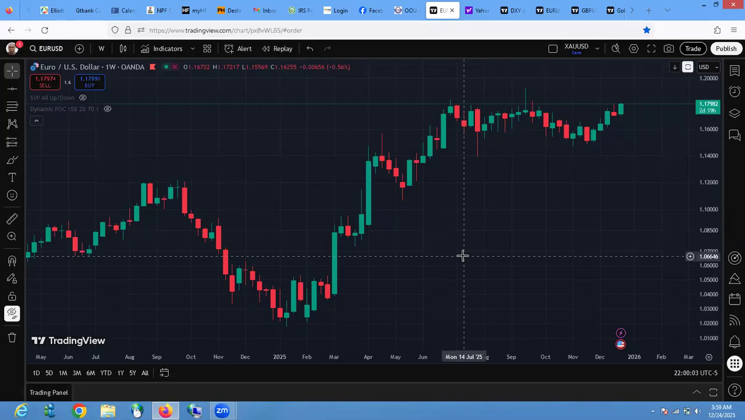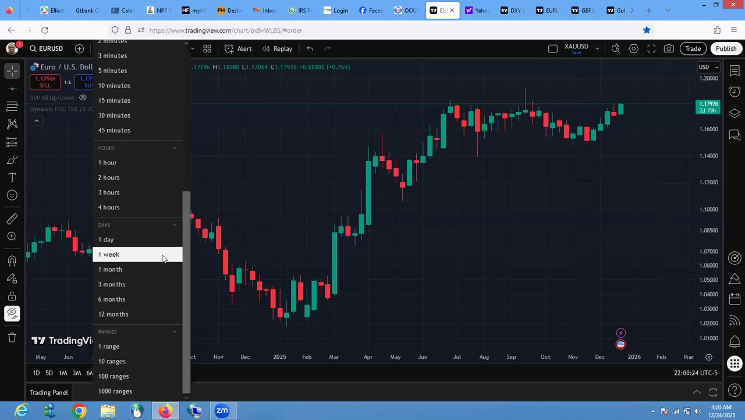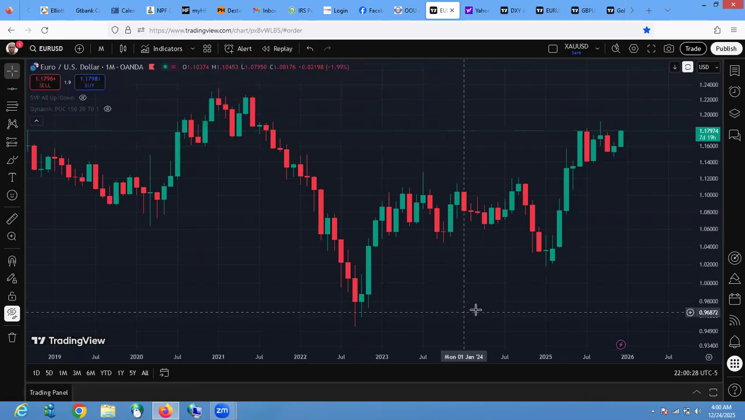I want to take a closer look into the structure of the EUR/USD so that we can have a proper plan and know how to execute our trade. Let me quickly turn to the weekly time frame and the monthly time frame to tell you what I expect.